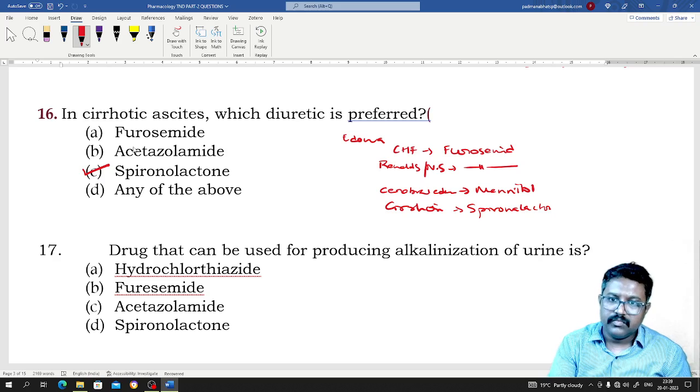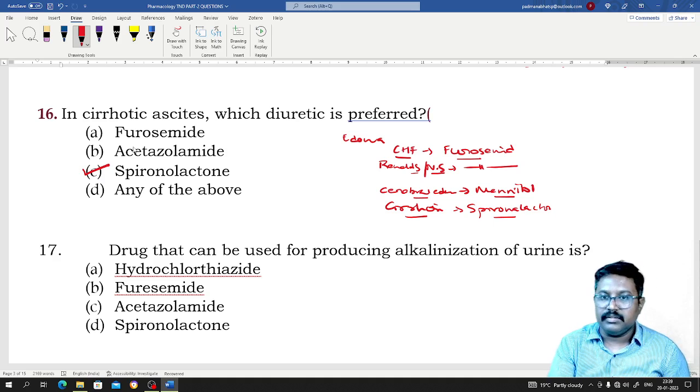So CHF, it is furosemide. Renal or the nephrotic syndrome, the drug of choice will be your furosemide. And cerebral edema, it is your mannitol. And cirrhosis, your spironolactone. And one more condition is the pulmonary edema. In case of pulmonary edema, again the drug of choice will be your furosemide.